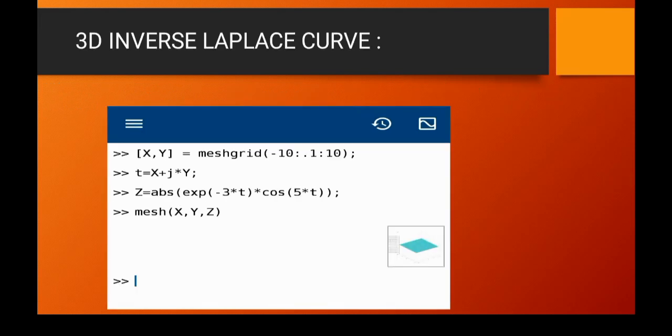3D inverse Laplace transform curve. We can also get the 3D picture of a function's inverse Laplace curve.